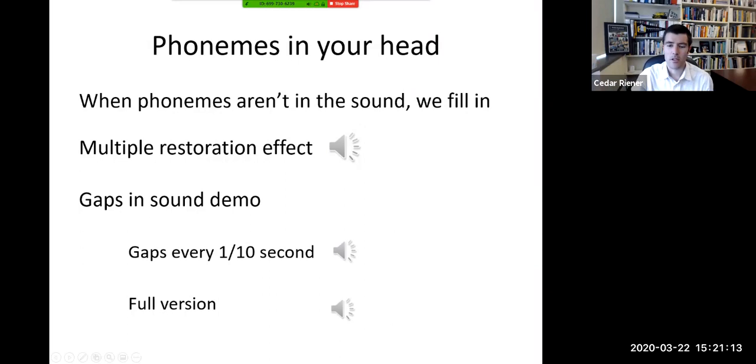And that sentence was, a fundamental rule of perception is that we reduce uncertainty by using context. And now if I play the one with the gaps again, your mind can fill in the gaps.